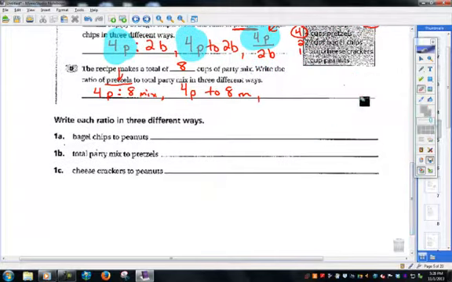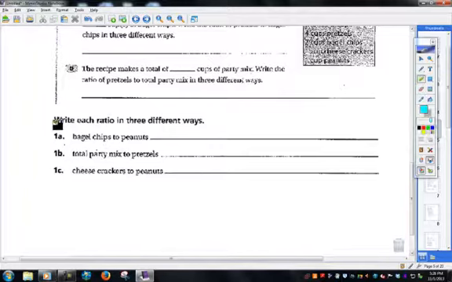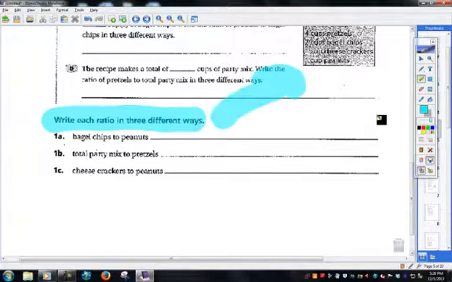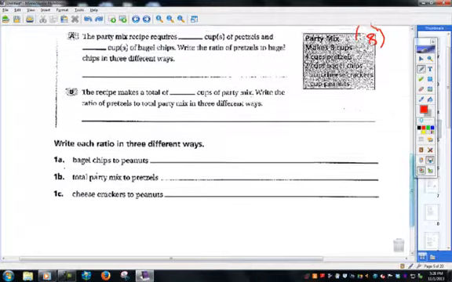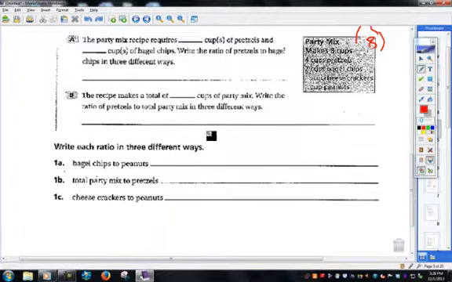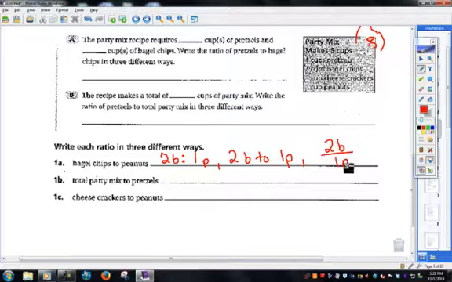And down here, I'd like you guys to pause this real quick, and I want you to just do this. It's all based on this information up here. So it wants it written in 3 different ways. It wants bagel chips to peanuts, and I erased that. But I know that it was 2 bagel chips with a colon to how many peanuts it wants. I think it's 1 peanut. So it's 2B to 1 peanut, and then finally 2B over 1 peanut.